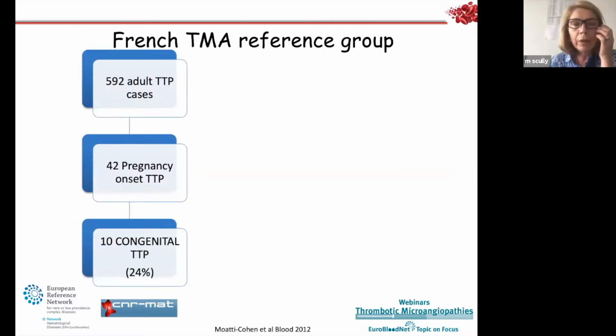So let's have a look at what we understand to date about TTP in pregnancy. And this indeed is work from my French colleagues. They looked at 592 adult TTP cases. And within their large reference group, 42 had pregnancy onset TTP. And they found that 10 of those patients, i.e. 24%, indeed had late onset congenital TTP. And what I mean by that is they may not have had previous acute or medical exposure, or a diagnosis of congenital TTP.